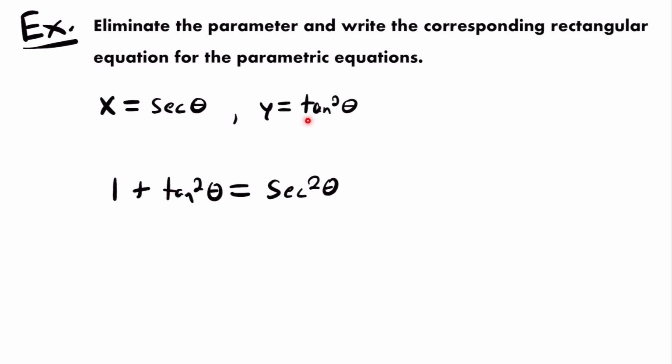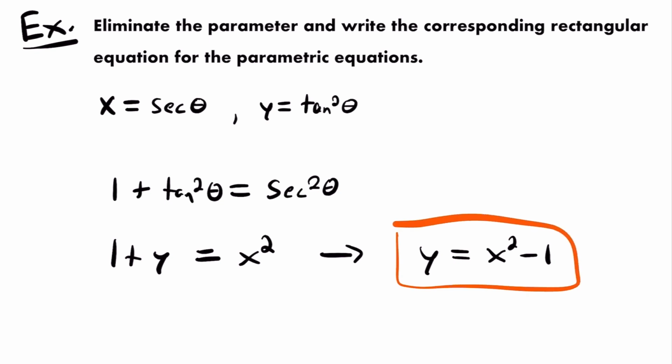And so we can replace tangent squared theta with y, because y is equal to tangent squared theta. So we'll have 1 plus y is equal to secant squared theta, but we know that secant theta is equal to x, and so secant squared theta will be equal to x squared, right? If we square both sides of this equation, x squared will be equal to secant squared theta. So we can replace secant squared theta with x squared, and now we have a rectangular equation that corresponds to these parametric equations. Now I always like to solve for y if I can, so I'm going to subtract 1 from both sides of the equation, and what we will have is that y is equal to x squared minus 1. And so that is our rectangular equation.